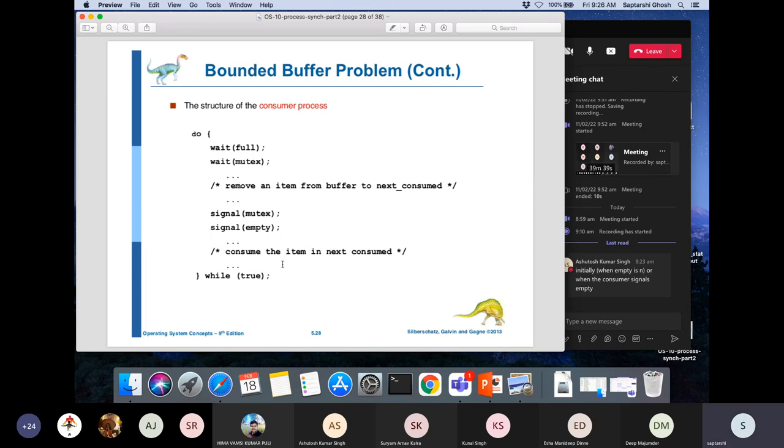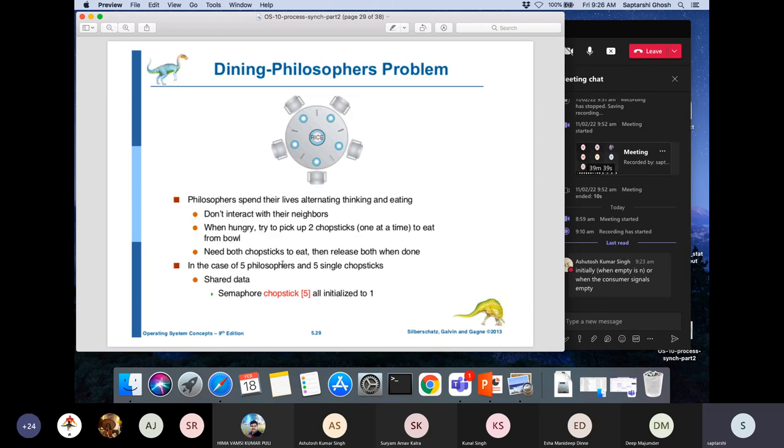Okay, let's proceed. So this is the bounded buffer problem or producer consumer problem. It's pretty simple. Let's go on to the next classical problem of synchronization, which is called the dining philosophers problem.